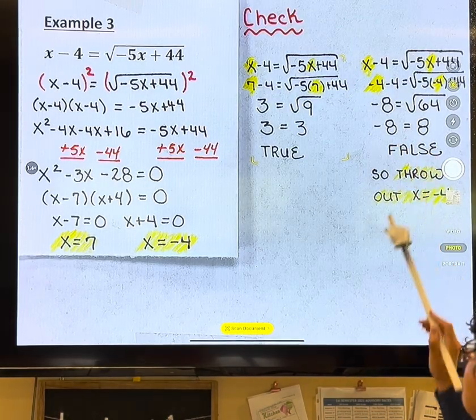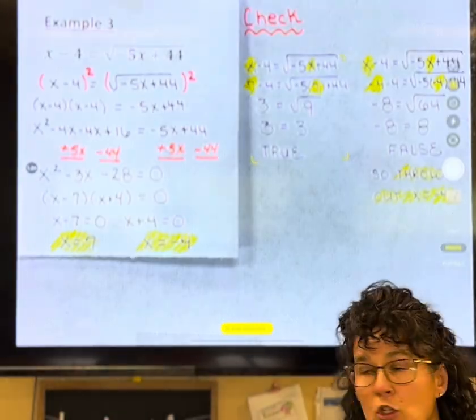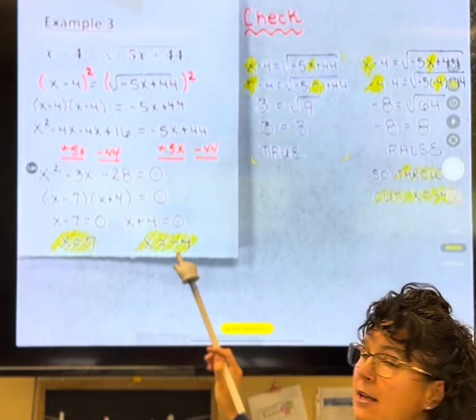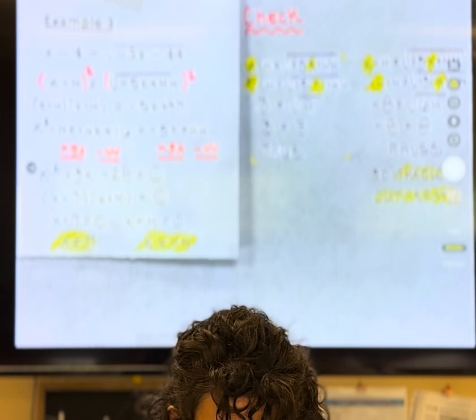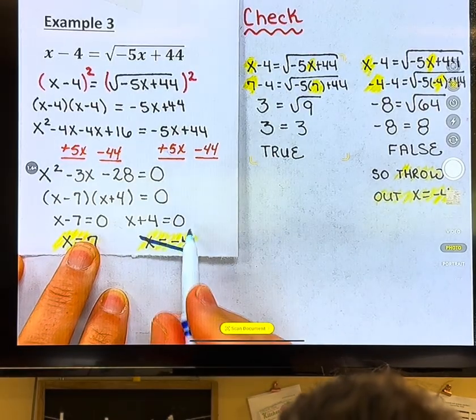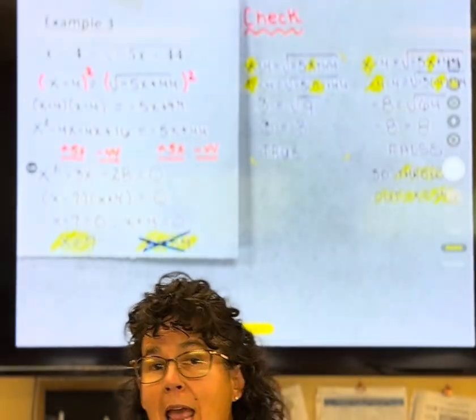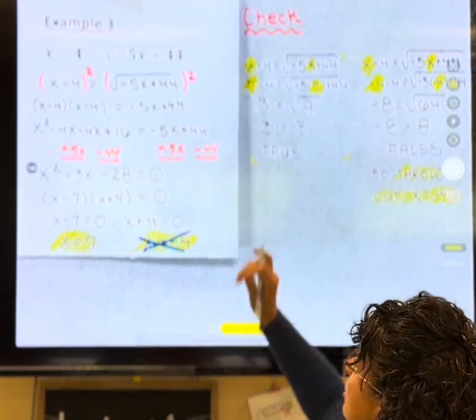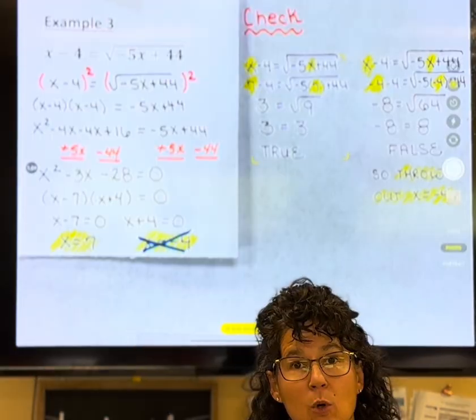It's a false statement. So if I substitute in negative 4 and it leads to a false statement, that means that I need to throw out negative 4. So I'm going to throw out this solution. It's known as an extraneous solution. So my final answer to this equation is x equals 7.